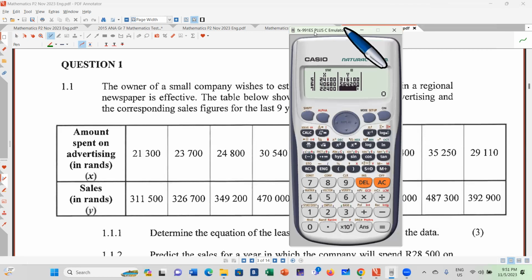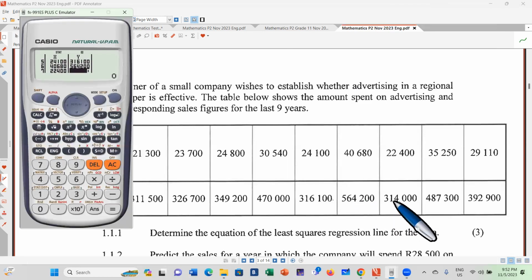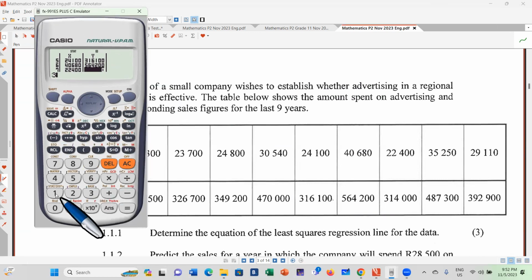Let me move the calculator so that I can be able to see. After 564,200, then we have 314,000. Okay, then we have 487,300. Then we have 392,900. Okay, once you get to this point, you can just press on and the data is saved. It's saved on the calculator, so it's there.